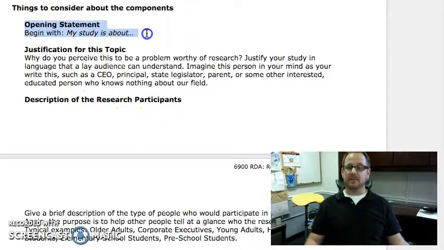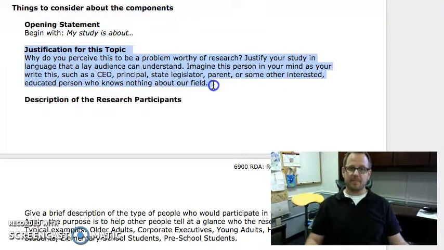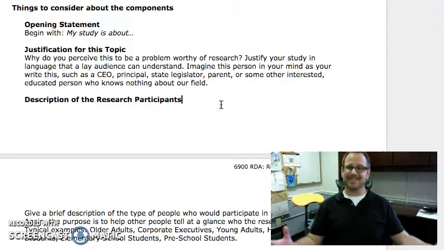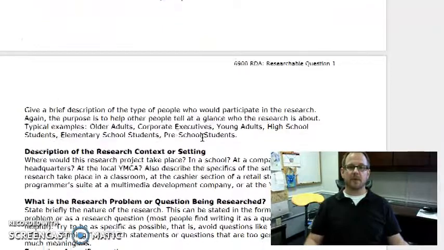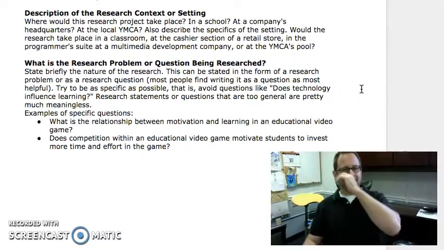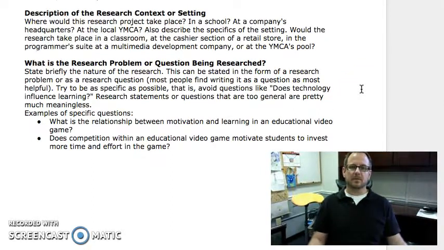I've got some advice about how to structure these. Make an opening statement. My study is about. Answer some of these questions in your justification for the topic. Have a look at them, right? Imagine you were trying to pitch it to a principal or an administrator or somebody in charge, a stakeholder, maybe a funder. What would you say to them? Describe who the participants might be. What's the setting? And focus on what's important about the setting in terms of your research question. Any specifics that matter. Will it take place in a classroom? Will it take place in a library? Outside of both of those environments? Okay.